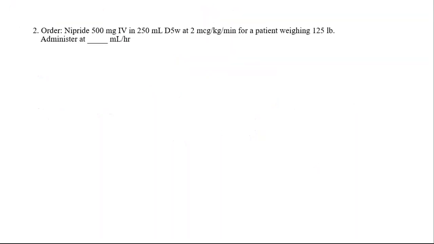And the next one we get here, we've got nitride. This is what we have here, 500 and 250. We're giving it for a patient who weighs 125 pounds. How many mils per hour do we want? So that's what we're aiming for. Okay, so 125 divided by 2.2 is going to be kilograms, right? 125 pounds divided by 2.2 pounds. That's going to give us 56.81818181.